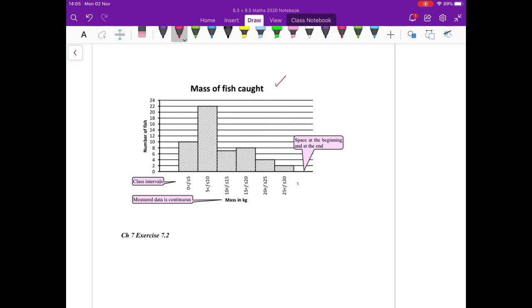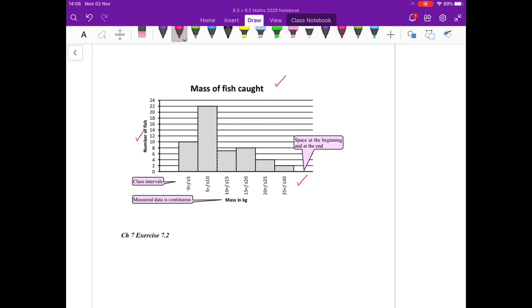Right, so this is what your graph is going to look like. Mass of fish caught. So again, you get a mark for your heading. You get a mark for your categories. So it is greater than 0, less than or equal to 5. So if it's 5,001, it is then in the next category. And that's why you can see that we have a histogram, because where does the one start and the other one begin? The boundaries are far more blurred than in a bar graph.